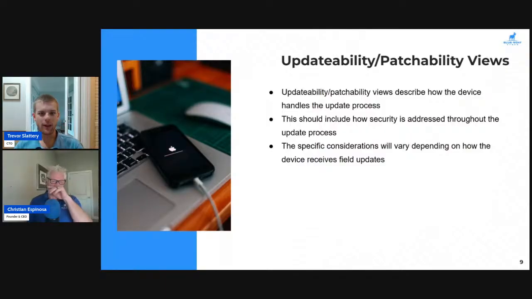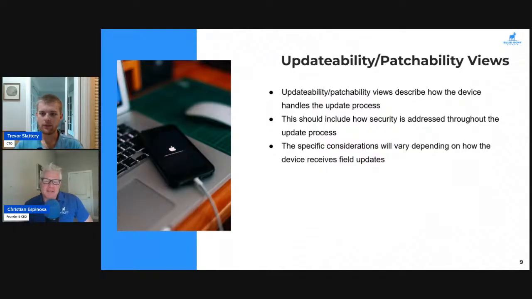But what we're trying to do with these views is talk about how the device handles the update process and how security is covered in that update process. It's a little bit unique depending on the device. Obviously, every device is going to receive updates in a different way. But however that device is receiving updates, we need to figure out how security has been baked into it.